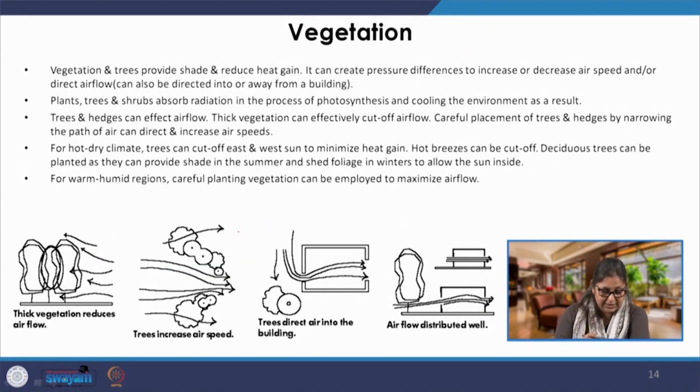Then we have talked about vegetation. So, vegetation can help in reducing the speed or increasing the speed of air. It can help in shading the building, or it could also help in privacy and views. So, these are the factors we take into account when we provide vegetation, but we also have to see the quality of vegetation, that it is associated with increased moisture in the surrounding air. So, we have to see whether we need vegetation or we do not need vegetation for a given climatic context.